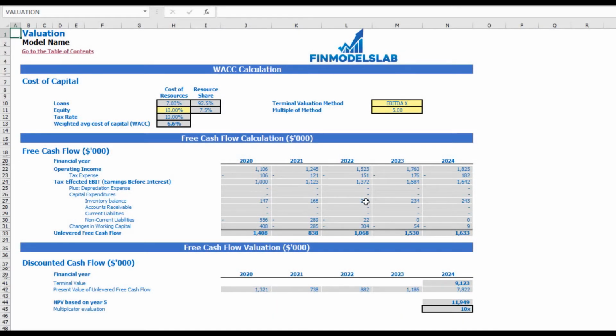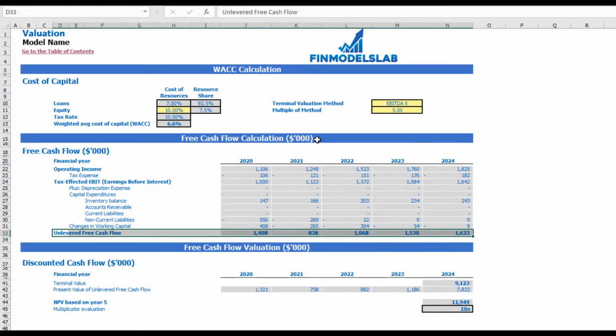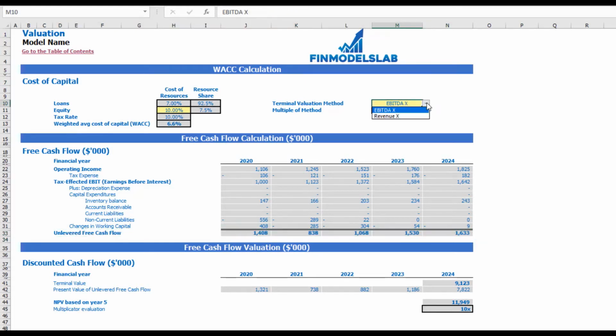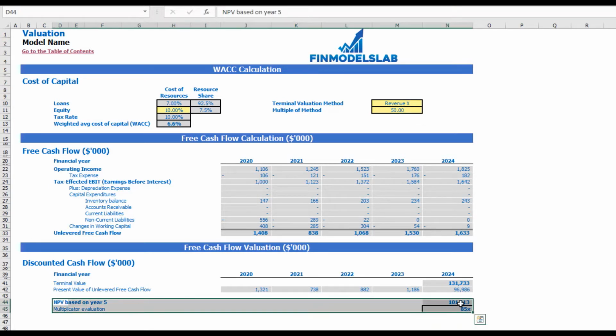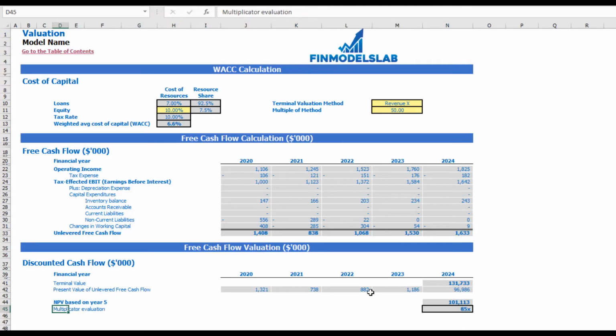Additionally, there is a valuation tab where you can set up your cost of equity. You may see the calculation of unlevered free cash flow, and you may set up the valuation method, which can be EBITDA multiple or revenue multiple. And you can set up the multiple for this method. And at the bottom, you can see NPV based on year 5 of the model and multiplicator evaluation.